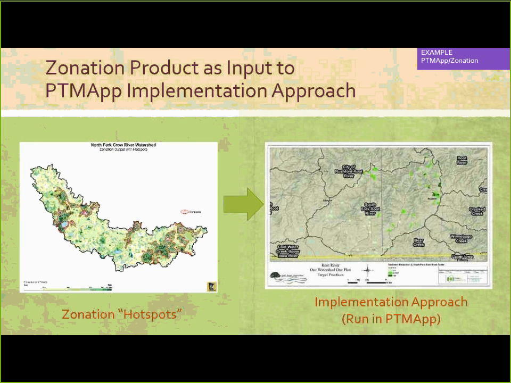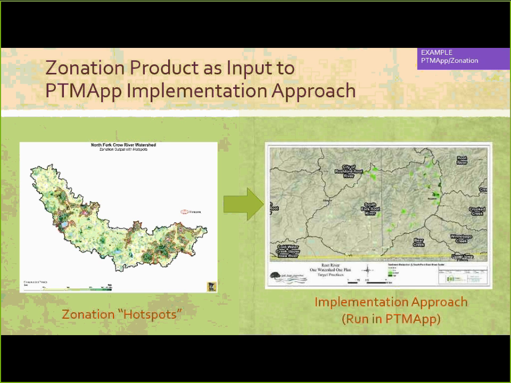Similarly, Paul was kind enough the other day to send me this map. I didn't tell him I was going to use this, so credit goes to Paul. But this is the results from the Zonation. This is the conservation priority location. How does this work with PTMApp? Those red areas on there are the results. Those are the hot spots for priorities.